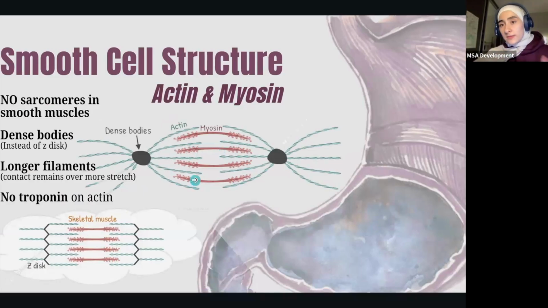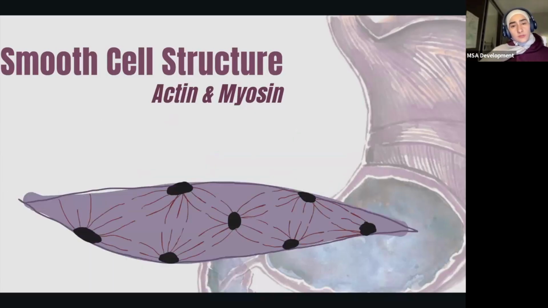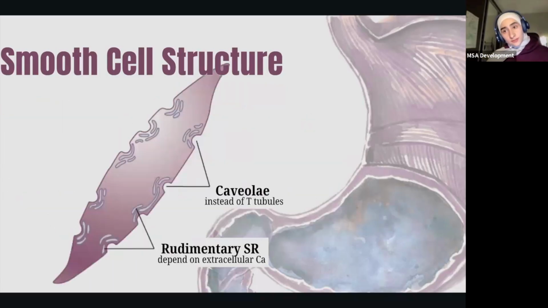We also have longer filaments, which means you can stretch the muscle for longer before you lose your active force. That's essentially everything we've talked about so far. Another difference, remember T-tubules in our cardiac and skeletal muscles, which allow the passage of a lot of things, one of which is calcium. We don't have that in our smooth muscles. Instead, we have what's called caveoli, or caveolae for plural.